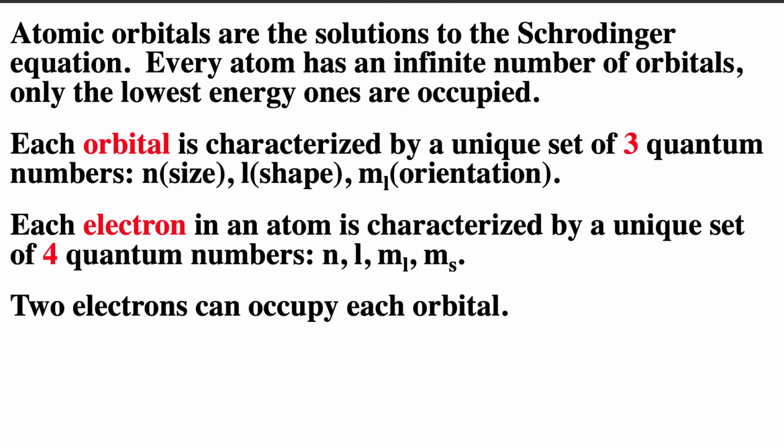So atomic orbitals are solutions to Schrödinger's equation. Every atom has an infinite number of orbitals, but we only have to worry about the lowest energy ones because only the lowest energy ones are actually occupied. Each orbital is characterized by a unique set of 3 quantum numbers, N, L, M sub L. Each electron in an atom is characterized by 4 quantum numbers, N, L, M sub L, M sub S. According to the Pauli exclusion principle, you can have a maximum of 2 electrons per orbital.